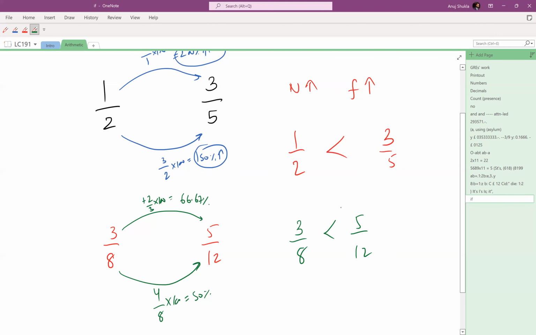Clear? Yes or no? Yes, sir. Okay. So with this method, you can easily compare the fractions. You should know one more thing.